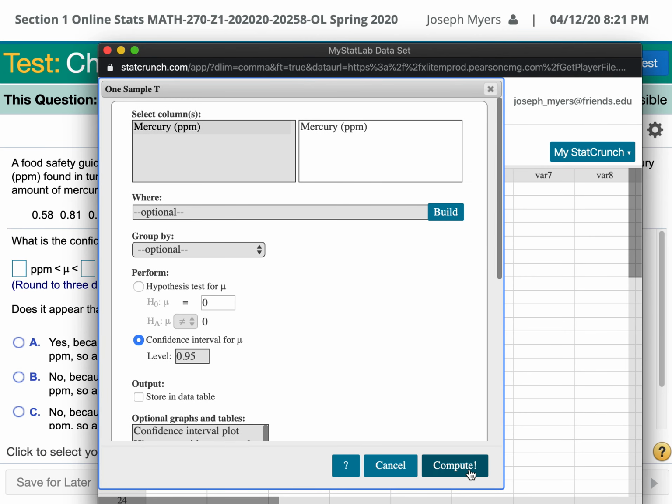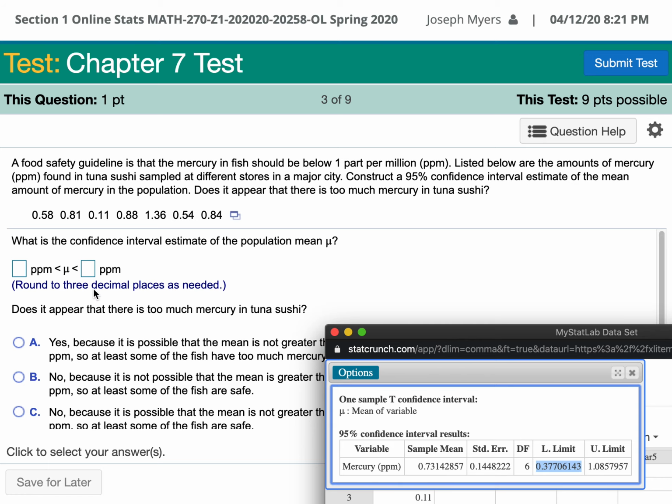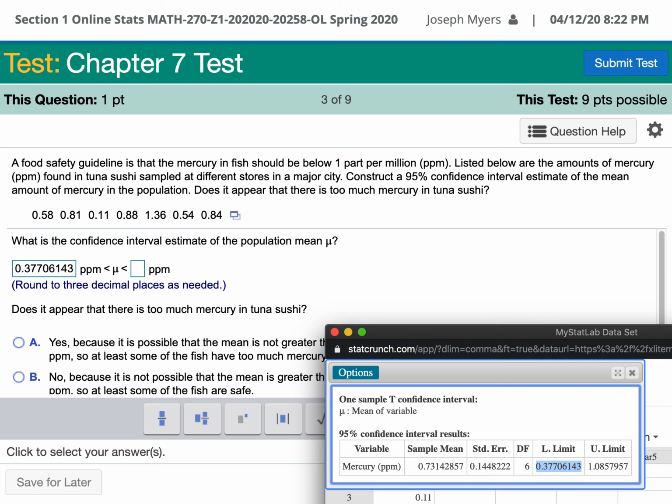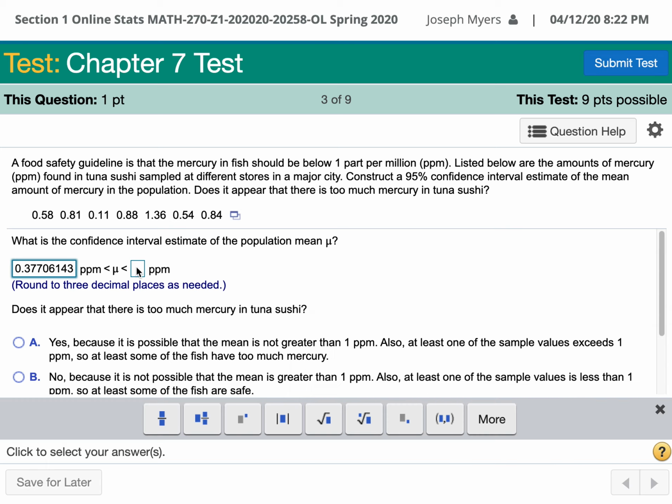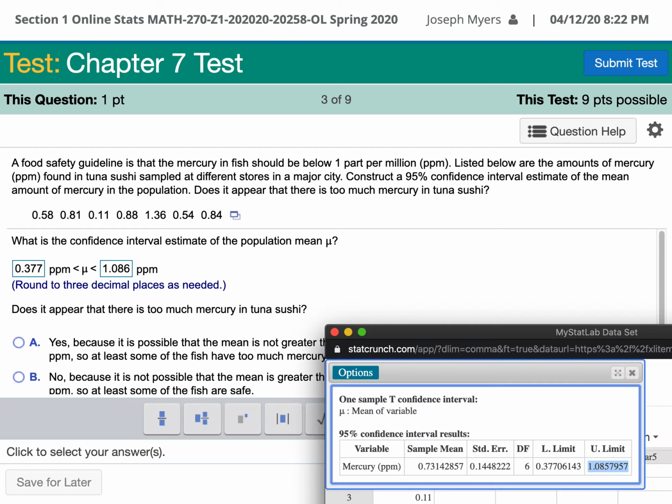And then click Compute. So the confidence interval result is a lower limit of that and an upper limit of that. So if I round them off to 3 decimal places, it would be 0.377 and then 1.086. Yes, that's correct.